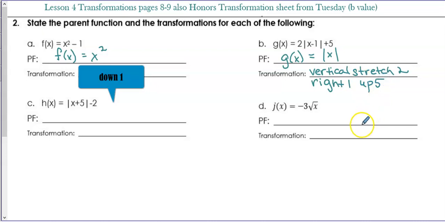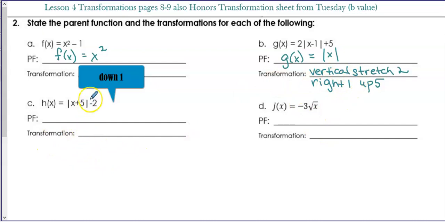Just a reminder to do the left and right, look at the vertex. Don't just look at this number right here, because if there is a b value, you're going to need to set this equal to 0. So if it was like a 2x minus 1 or a 2x minus 2, you would need to set that equal to 0 and then look at that to determine the left and right movement.